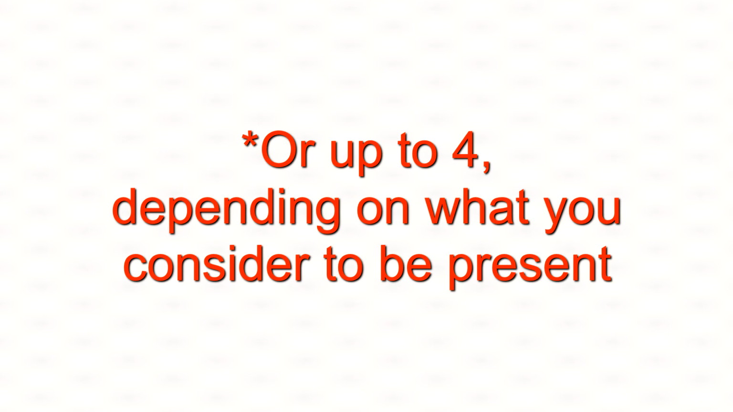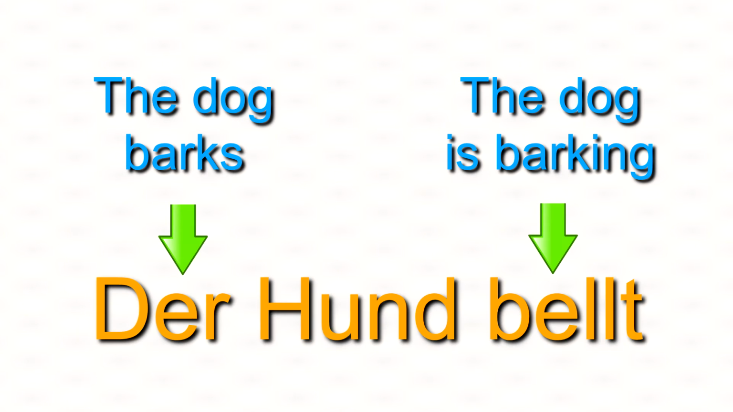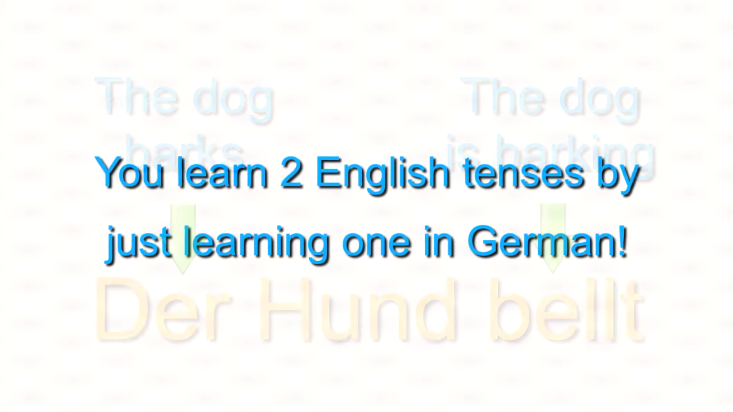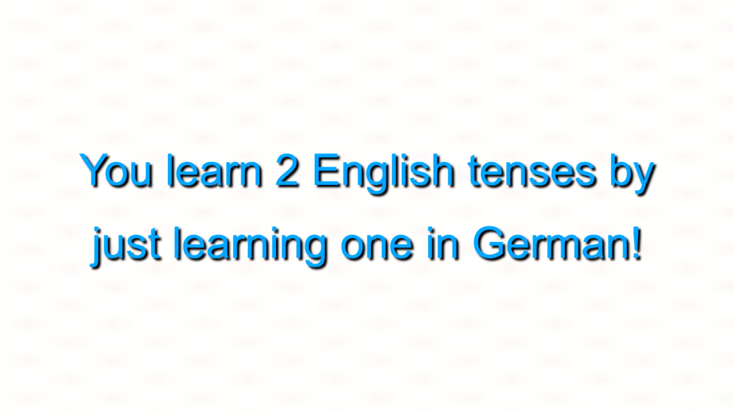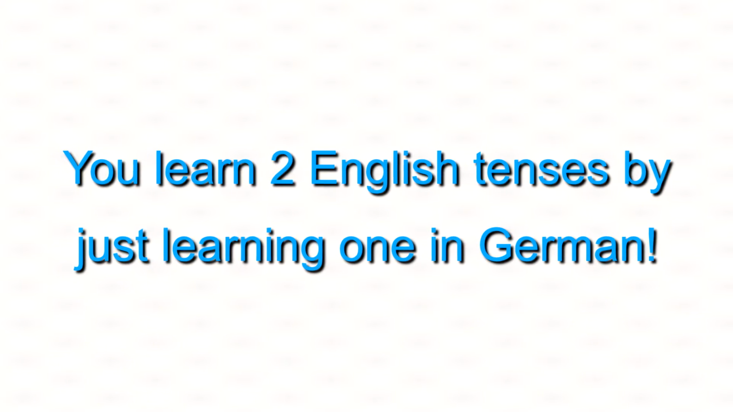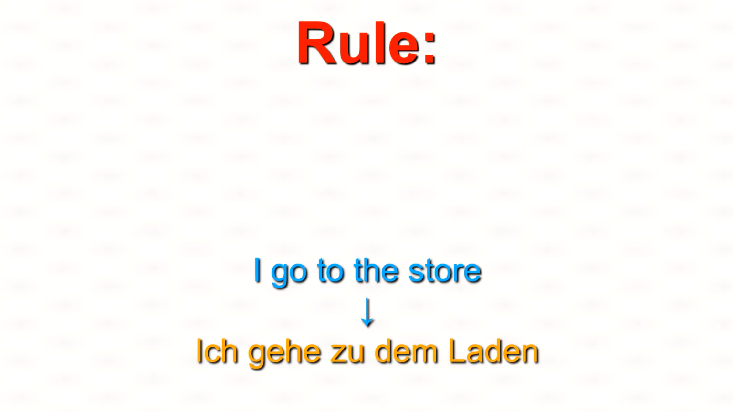Because while English has two different present tenses that work like this, German only has one. So by the end of this video, you will have learned the equivalent of two English tenses already. Let's begin with the spelling rule.